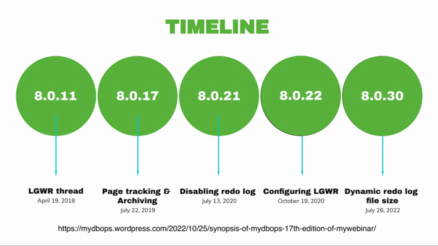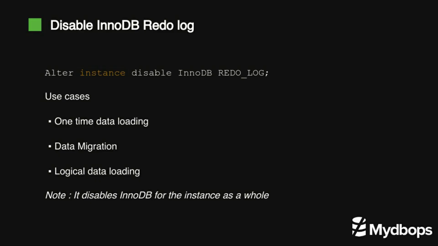So the first thing is about disabling of the redo log. Disabling of the redo log is online, and it can be done by a simple ALTER command. It can be useful for one-time data loading and data migration. For a regular OLTP workload, this should not be disabled because you will be compromising on the ACID properties.